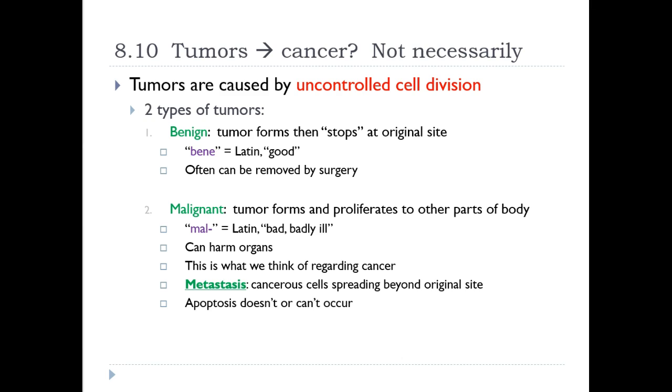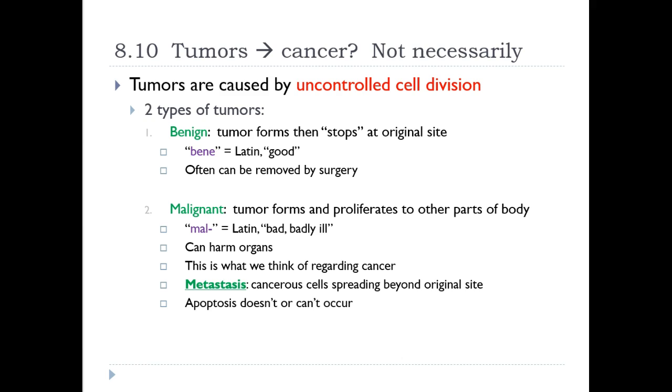And now we have some new experiments that show that chemotherapy doesn't work on everybody. So there are some tests that we can do to figure out, are you a person that needs chemotherapy, or are you the person that doesn't? Because if you're not going to respond to chemotherapy, why even do it? So malignant tumors, mal means bad, and they can harm organs. This is what we think of when we think about cancer, the one that's harming and causing problems.